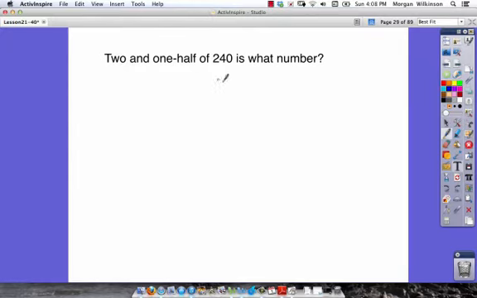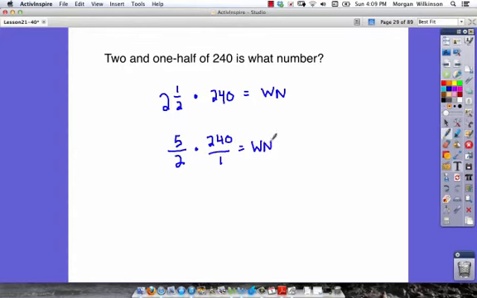2 1/2 of 240 is what number? Let's write it out. 2 1/2 of 240 is what number? In this problem, all we have to do is the multiplication. Let's remember, we've got to turn our mixed numbers into improper fractions first. So we're going to get 5/2 times 240 over 1 is equal to Wn. We'd want to simplify before we multiply so that we get the simplest multiplication we can.